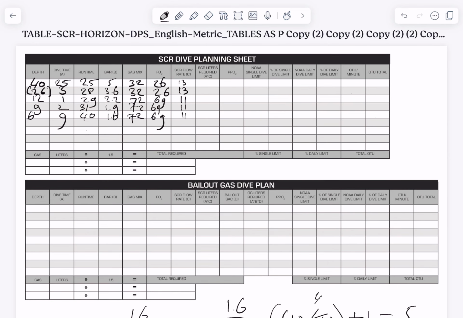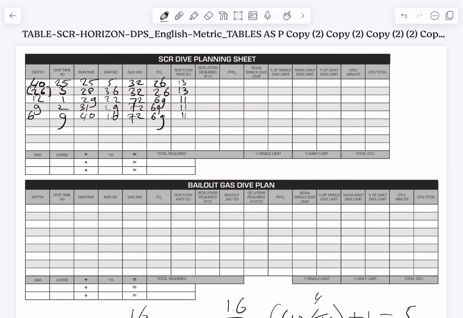If you're an open circuit diver, let's just say that for a second, and you have a SAC rate of 13, my SAC rate is actually 13. I'm a big guy, but I have lots of dives and I'm quite relaxed in the water. If I dive with a SAC rate of 13, I need to take the depth into consideration, not with the SCR. With the SCR, we just look at the oxygen, how much we consume, and that gets replenished. So the flow rate is regardless of depth, which a lot of people who have been diving the old-fashioned way, open circuit, find really difficult.